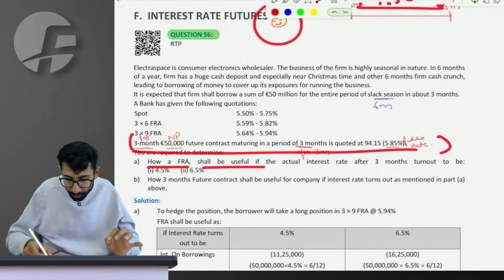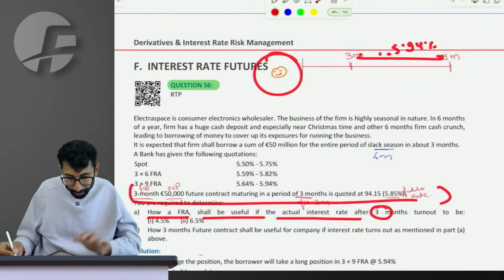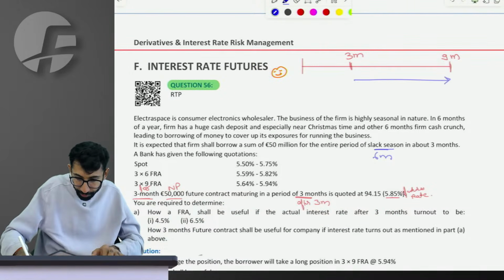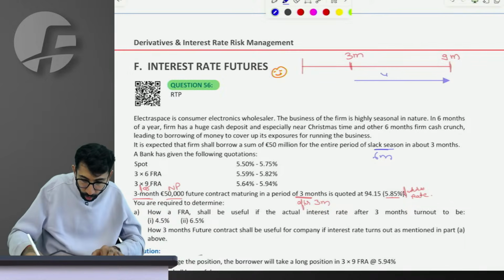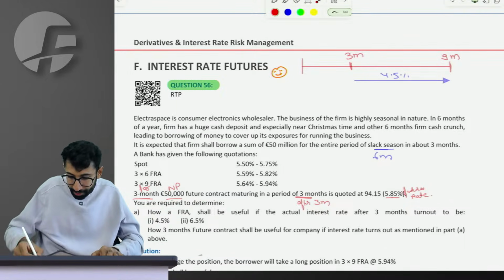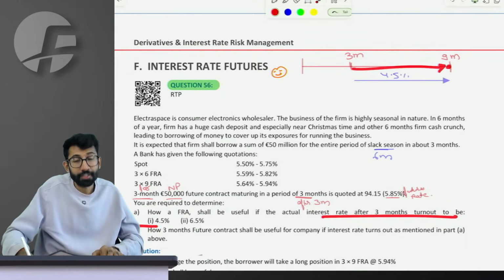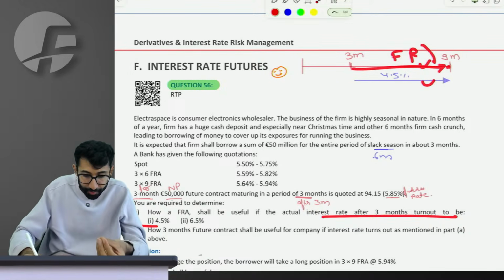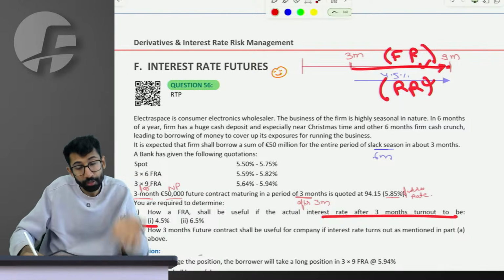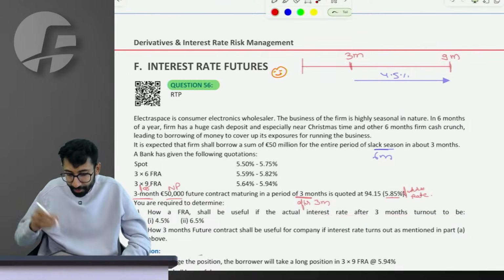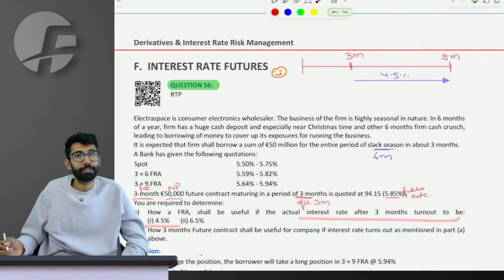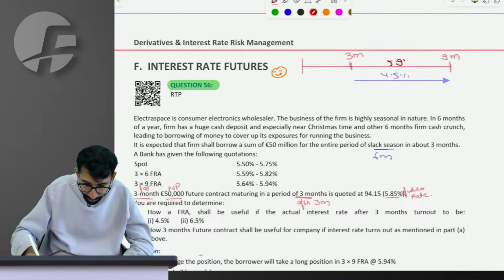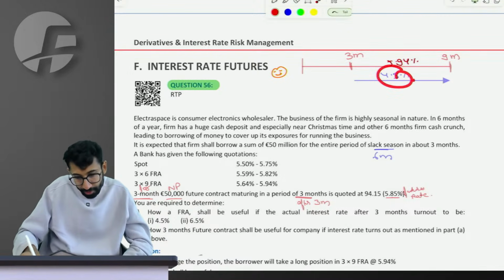How shall an FRA be useful if the actual rate of interest after 3 months turns out differently? Sir, after 3 months, let's say the actual rate of interest in the market turns out to be 4.5%. For what period? Obviously for the next 6 months, otherwise how will the two rates be compared, the forward rate which is agreed upon and the reference rate which it turned out to be? So the agreed forward rate is 5.94%, and the rate in the market turns out to be 4.5.